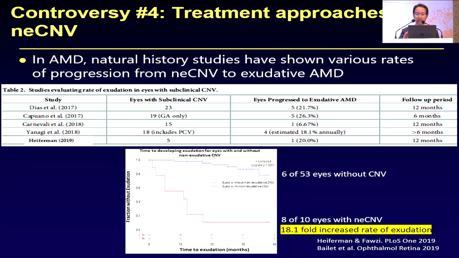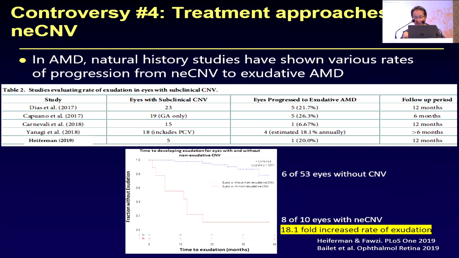Another controversy is the treatment. So how should we treat these patients? If you look at the literature review on the natural history of these cases, they generally progress not too quickly, but still a substantial proportion. Patients were followed for 6 to 12 months. You can see a rate from 6% to about 25% progressing from the subclinical or non-exudative CNV to the exudative type. So up to a quarter of them can progress within 6 to 12 months.